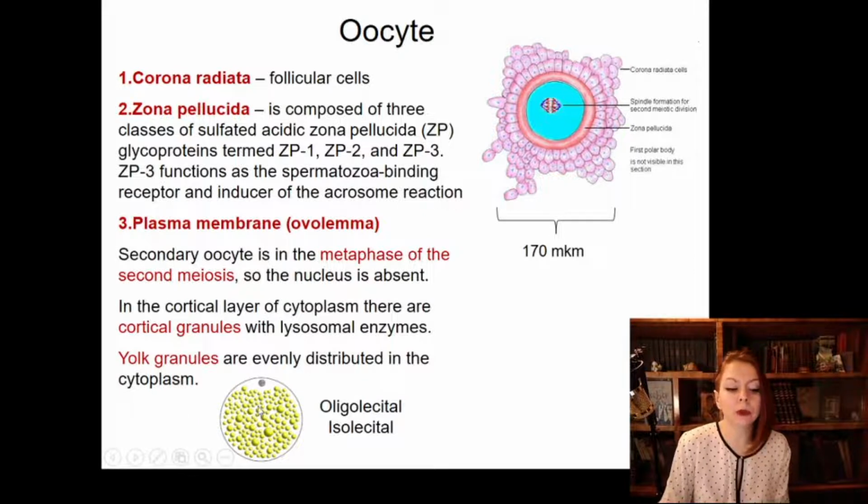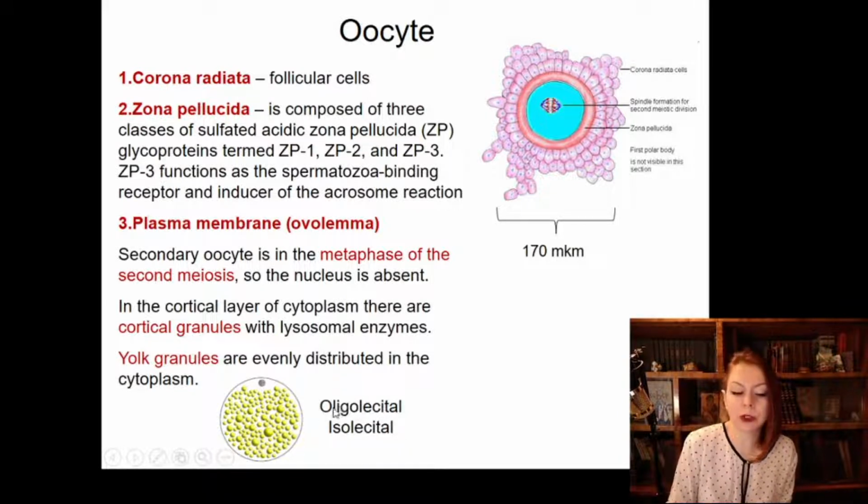And of course, yolk granules are dispersed uniformly in the cytoplasm, and we have to understand that in humans, nutrients along the pregnancy are obtained from the maternal blood. So yolk is needed to survive only during the first week of development. That's why human oocytes are oligolecytal. You have to know this term and what it means. Oligo means a little, lecytal means yolk. So oligolecytal means a little yolk.